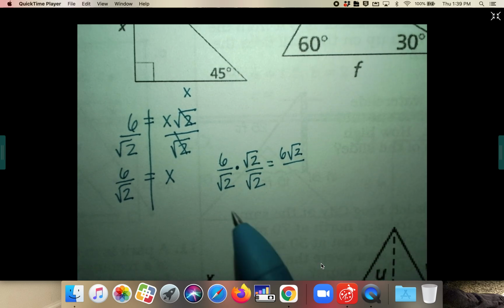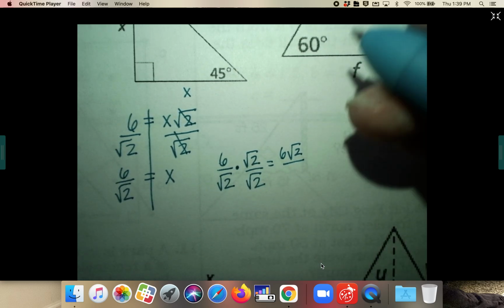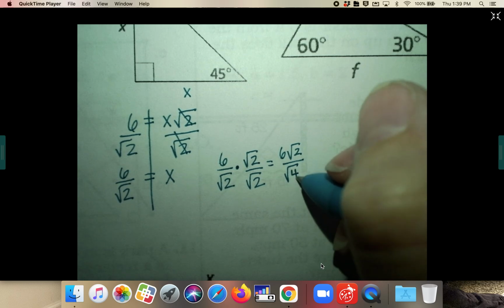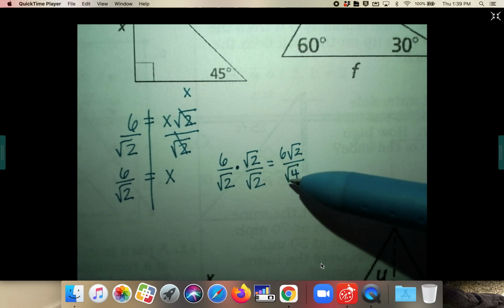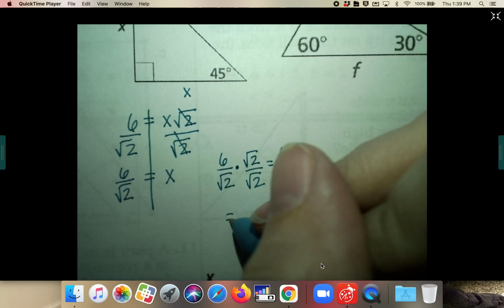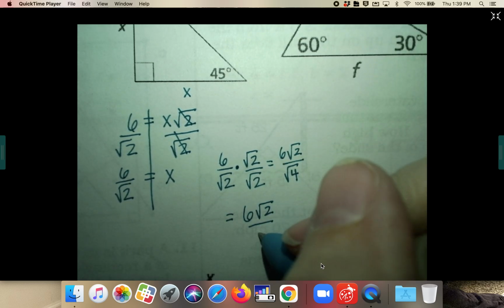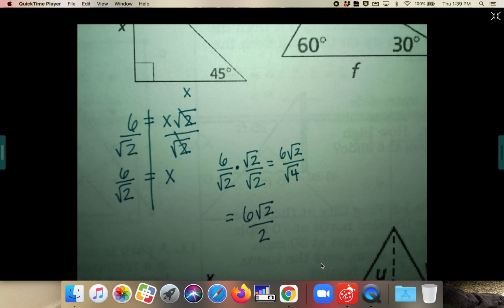And on the bottom, you can multiply the things that are inside the radical, the radicand, this little symbol. So this would be the square root of 2 times the square root of 2, which is the square root of 4, which I hope you're thinking comes out evenly. Remember, you can't have a radical in the denominator, but we don't, because the square root of 4 is actually 2. So what we have is 6 root 2 over 2.